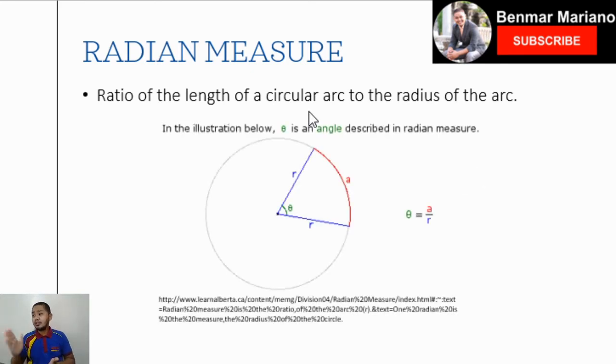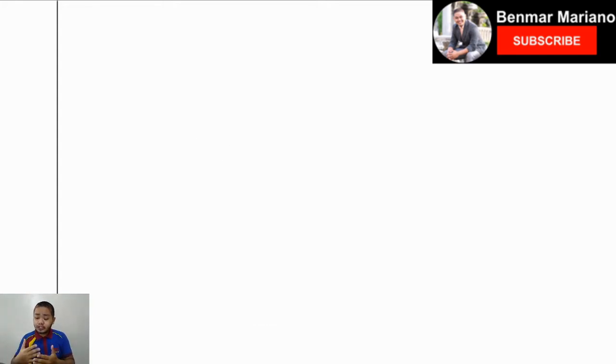Now, as you can see here on our screen, this is the illustration of the definition of the radian measure. The green one is the angle, and the red one is actually the length of the circular arc, and the blue lines here are actually the radius of the circle itself. Okay? Now, let us proceed to the relationship between the degree measure and the radian measure.